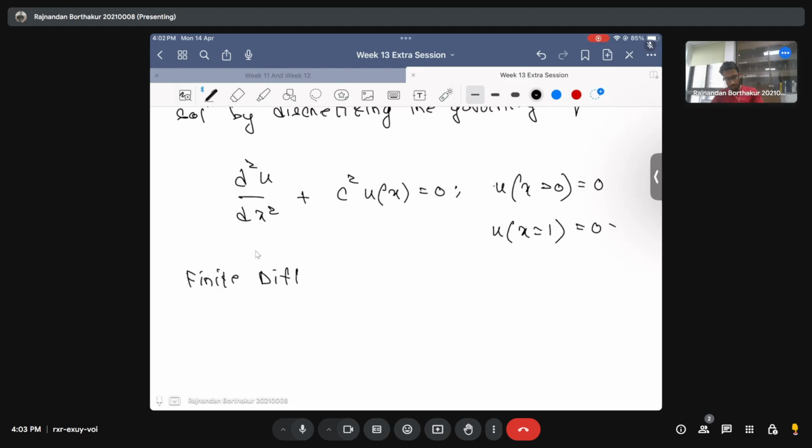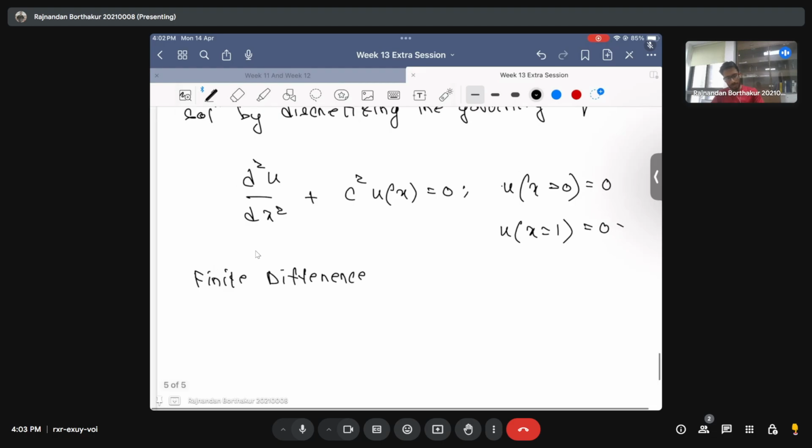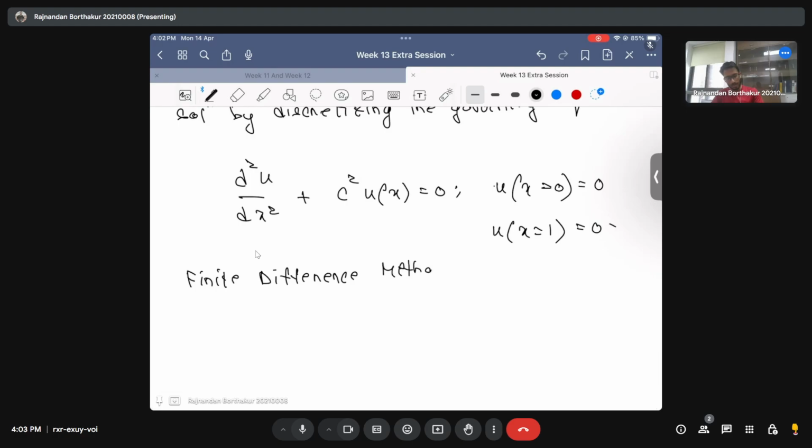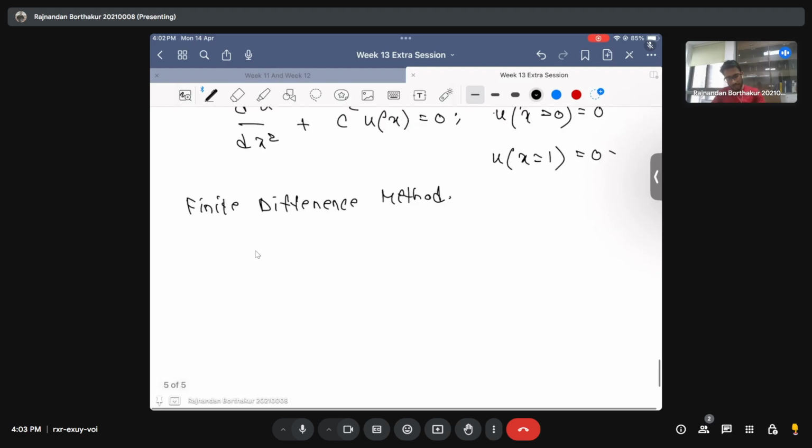finite difference method, where we discretize or divide the entire domain, because remember my domain was from x equal to 0 to x equal to 1, and we discretize this entire domain into small points, into multiple subdomains or something like that, where we call these points grids.